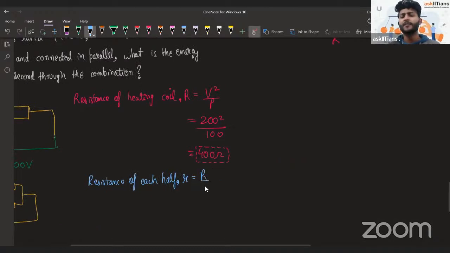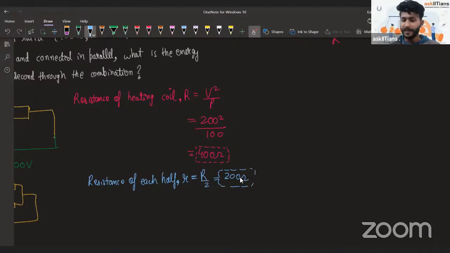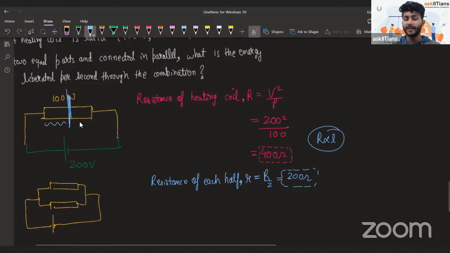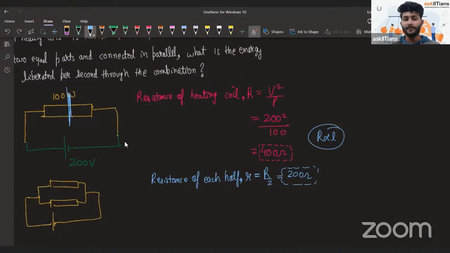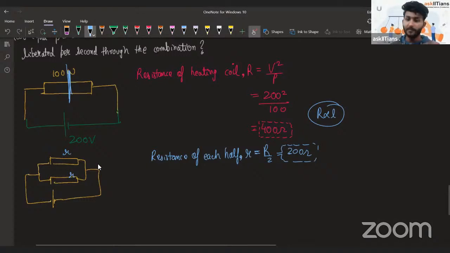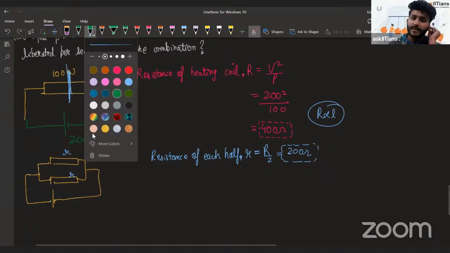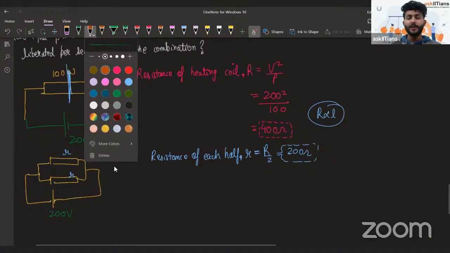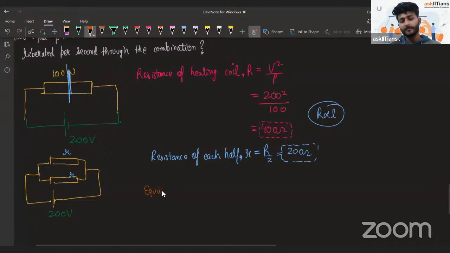Can we say it's going to be half of it? Length is half, resistance is half. So it's going to be 200 ohms. Everybody clear with this? Because resistance is proportional to length. If you cut it into half, half the length will have 200, other half of the length will have 200. So R and R in parallel with how much voltage? Same battery, 200 volt. So what is going to be the equivalent resistance of these two? Yeah, it's going to be R by 2, which will be 100 ohms.